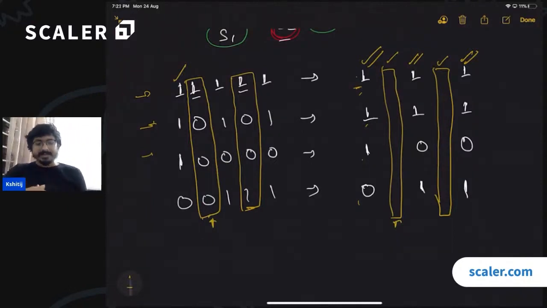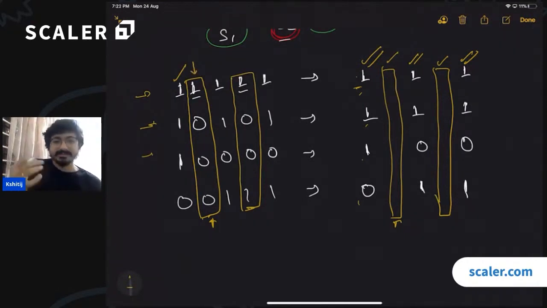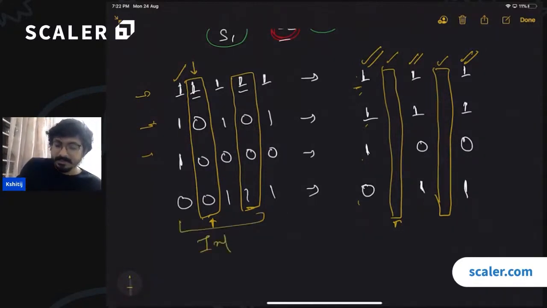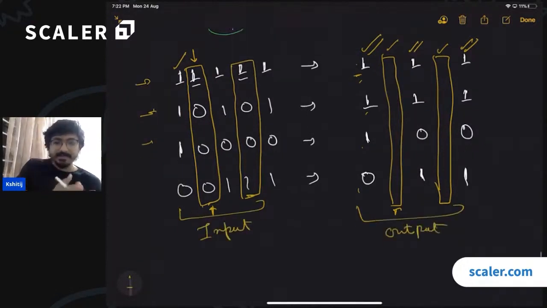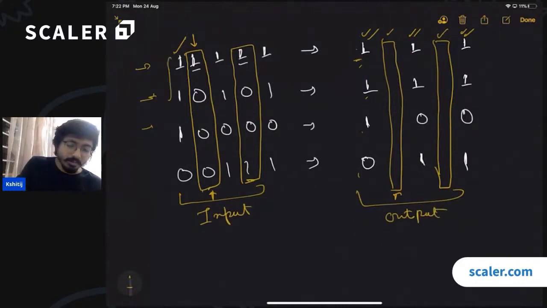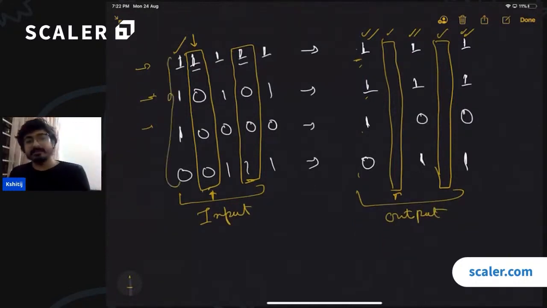What if I create a pattern in such a way that this column is representing a number? Okay, because this is my input and this is my output. If I can somehow make sure that this whole column is meaning something, this becomes a unique identifier, this is representing the ID of that slave, right?